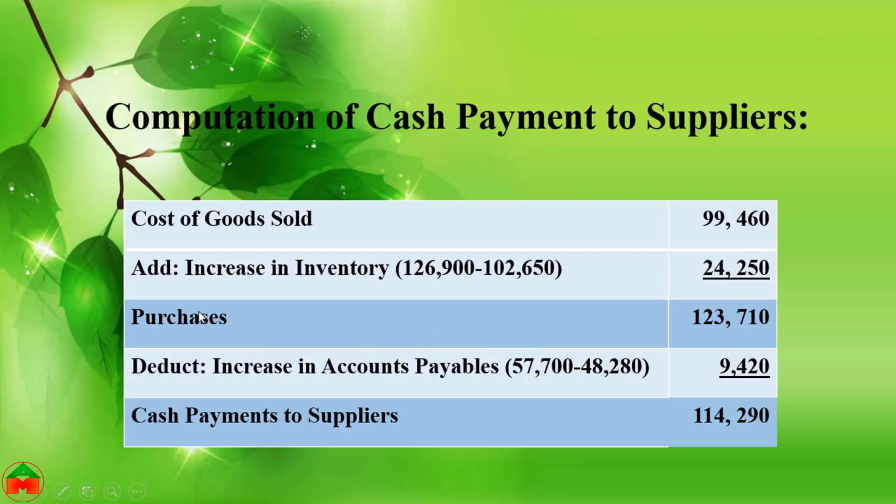So in the calculation we have seen that the purchase amount is 123,710. With this purchase we will deduct the increase in accounts payable. The amount of increase in accounts payable is 9,420.